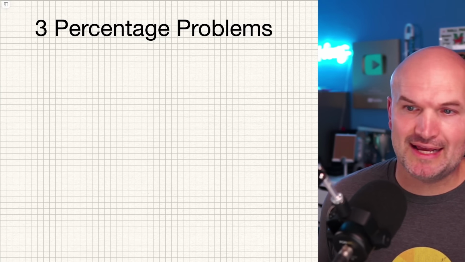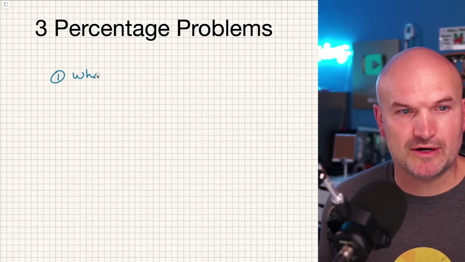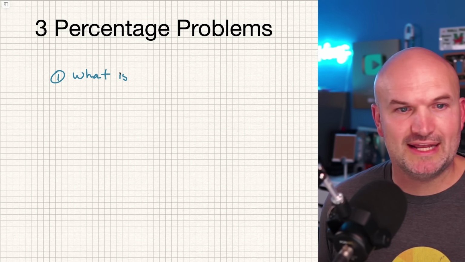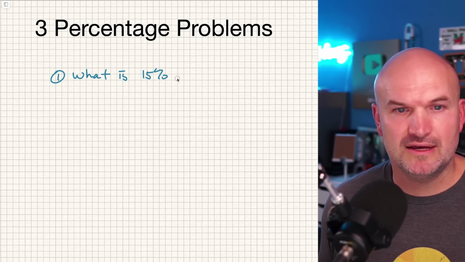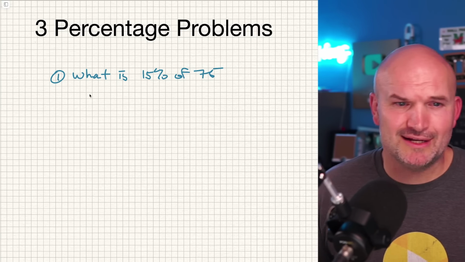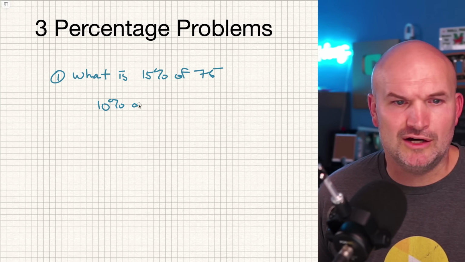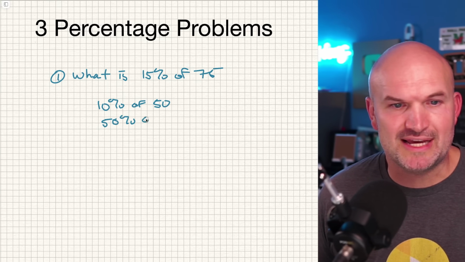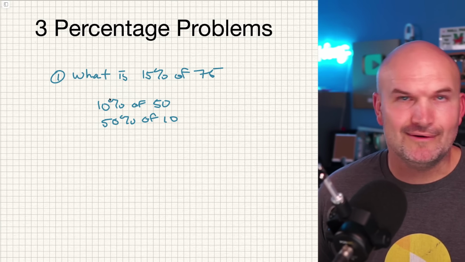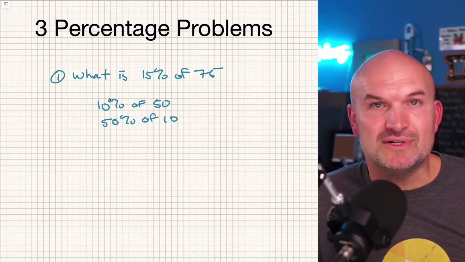So let's go ahead and get started with the first one, which is going to be a very familiar one for those of you that have worked in percents. And that is, what is 15% of 75? Now, we all know the trick of if it was like, what is 10% of 50? And then you can just say, well, that's the same thing as 50% of... 10, right? And that's a great trick that works when you have something that is easy numbers like that.